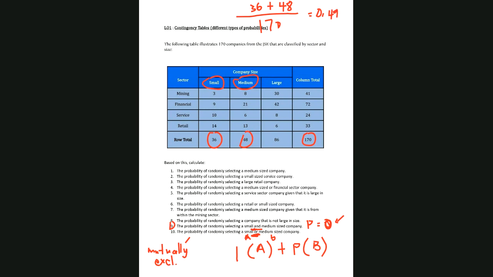Alternatively, if you would prefer, you can have them as separate fractions. So 36 over 170 plus 48 over 170. And that would yield the same answer of 0.49.